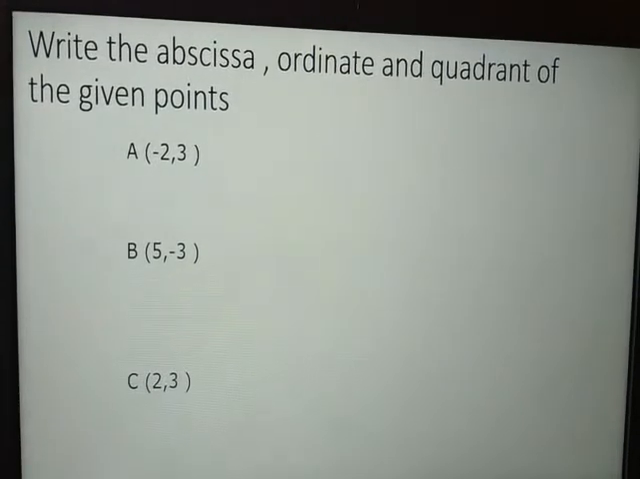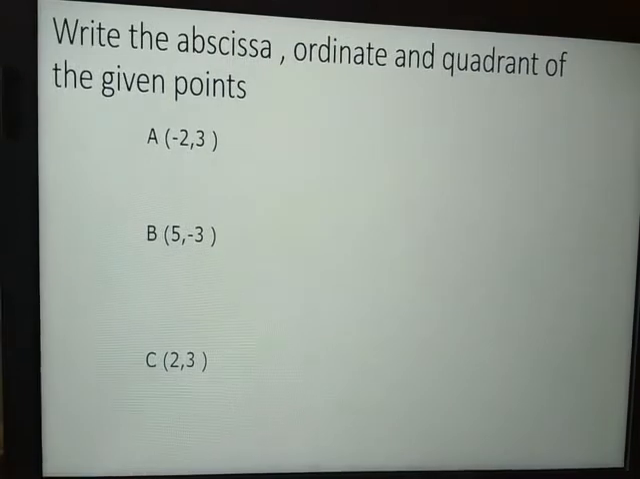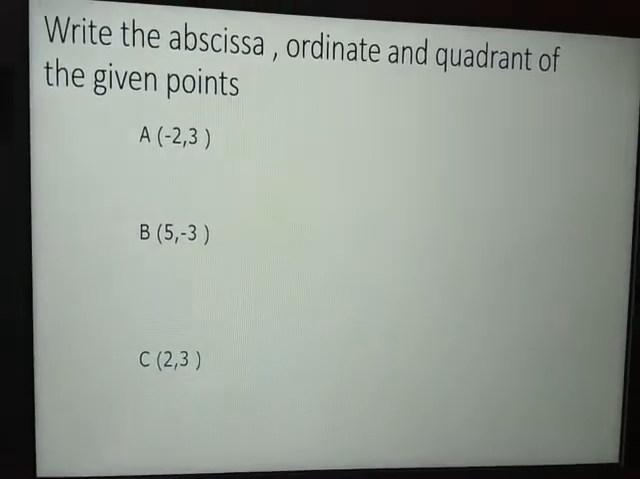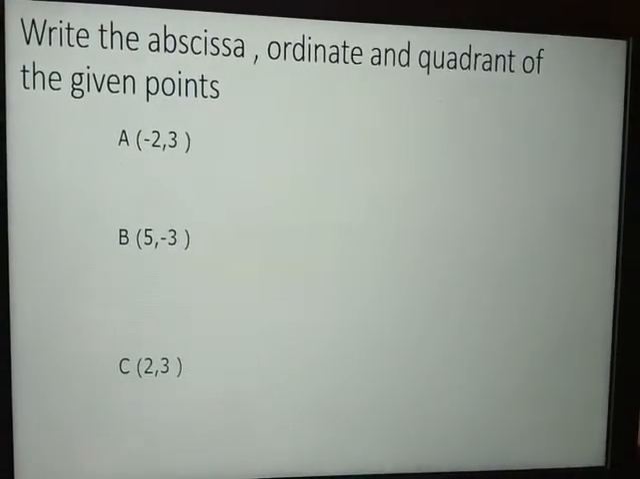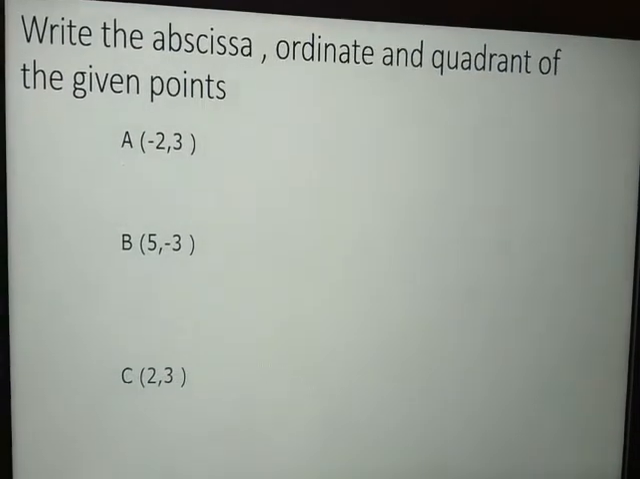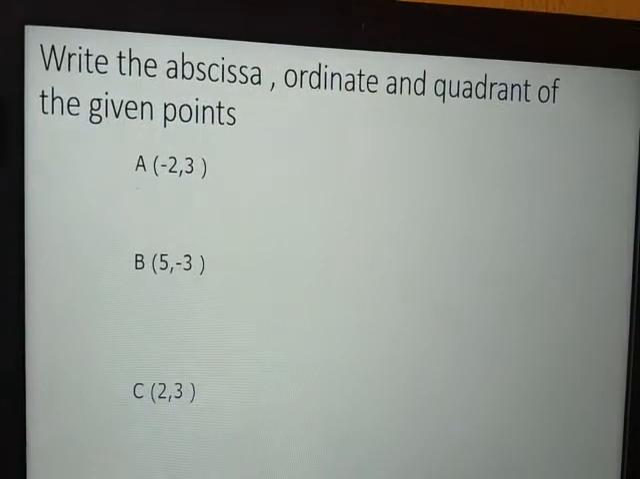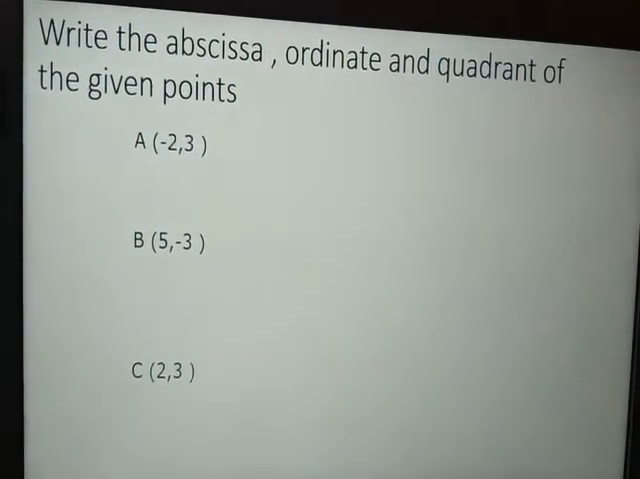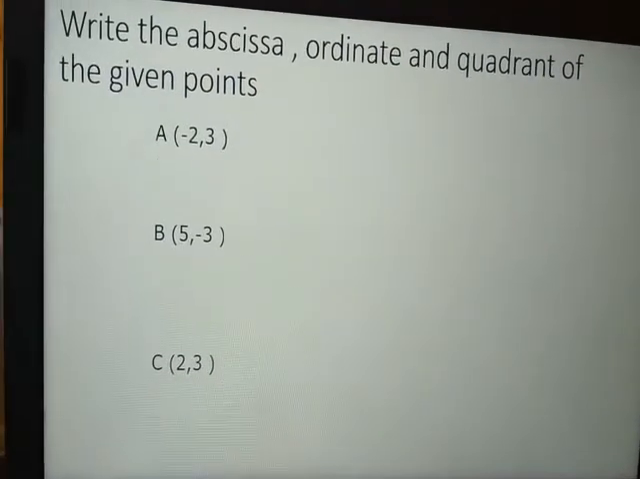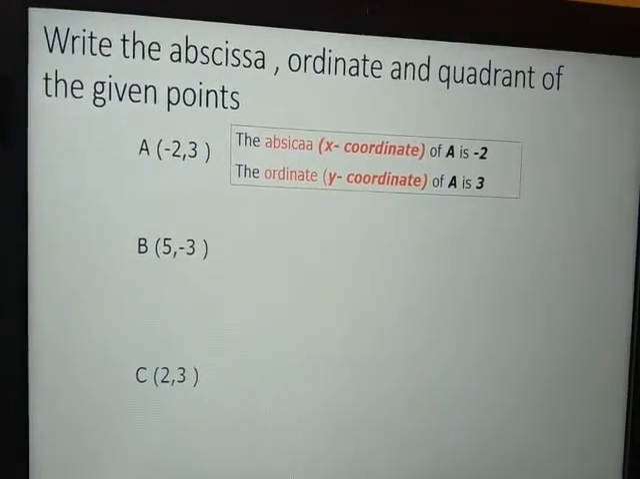Write the abscissa, ordinate and quadrant of the given points. What is the first point given? A point. The point is named with the capital letter A. The first point is (-2, 3). Here -2 is the x value. That is, -2 is called the abscissa and 3, the y coordinate, is called the ordinate. So -2 is the abscissa and 3 is the ordinate.